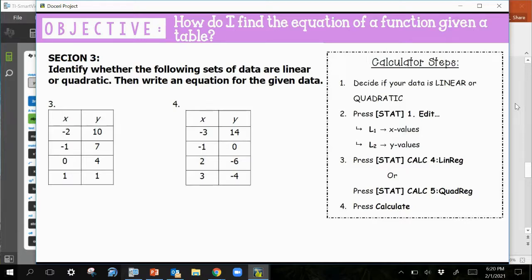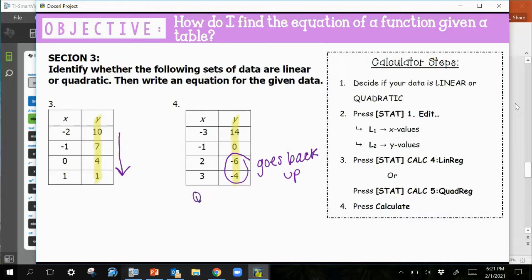So when you're given a table, you have to look to see, is it linear or quadratic? How you're going to find that out is by looking at the y values. So 10, 7, 4, 1. Those are all decreasing. Okay? Now if we look at table 4, the y values go from 14 to 0, so it's going down, to -6, going down, but then from -6 to -4, it's going back up.